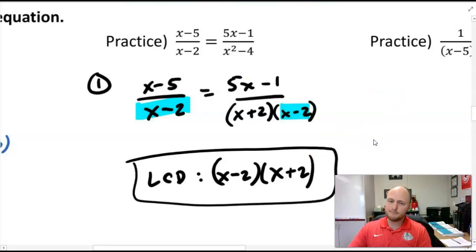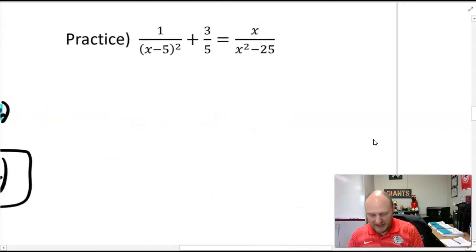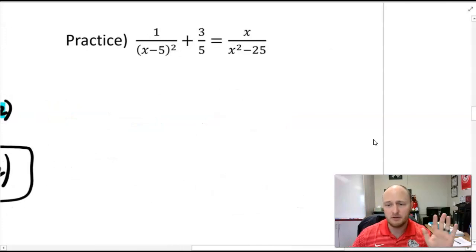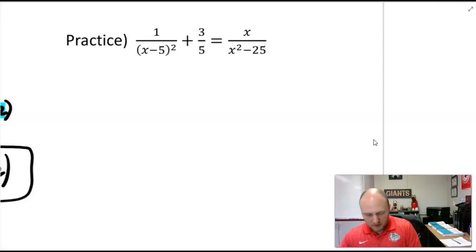Pretty easy, right? All right, last practice problem. Please pause me and try this one. Okay, hopefully you tried this one.